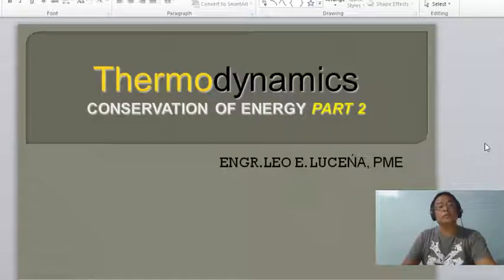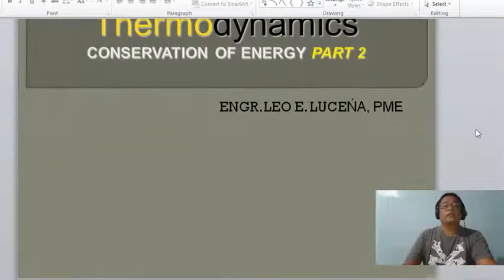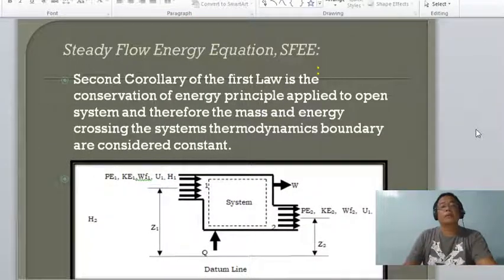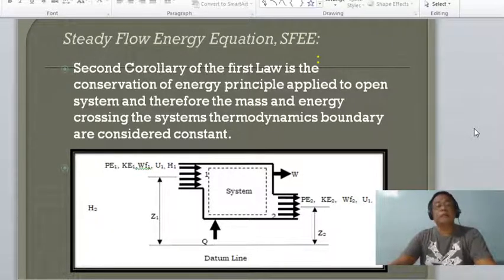Okay, so this presentation is the second part of our previous discussion on conservation of energy. In our previous discussion, all the types of energies included in the system for conservation of energy were discussed. By this time, we are now going to consider the steady flow energy equation, or SFEE.